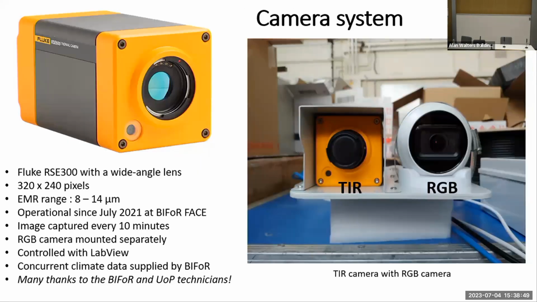The method that we are using is a thermal infrared camera made by Fluke. It is a Fluke RSC 300 with a wide-angle lens, a resolution of 320 by 240 pixels, and it operates within the thermal infrared range of 8 to 14 micrometers. This camera has been in operation since 2021, capturing images every 10 minutes, and is controlled by software called LabVIEW. We are also privileged to have data from the BIFoR site, many thanks to Nick and all the great technicians who are always making sure that the camera is working and we are having good data.